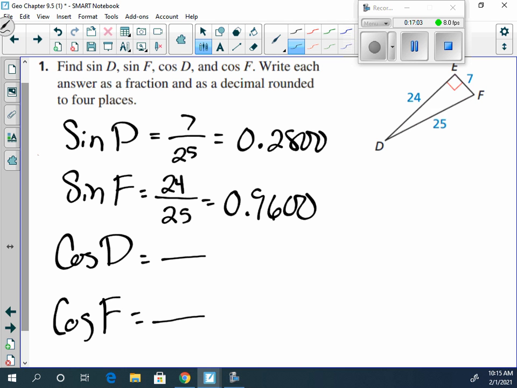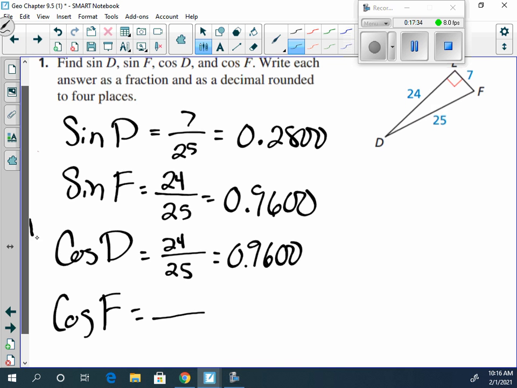Cosine of angle D. Cosine is adjacent over the hypotenuse. Well, the adjacent side would be 24, and the hypotenuse is still 25, well, that gives us 0.96. And I would include those two extra zeros, especially on the online homework, because if it asks for 4 decimal places, it's probably going to expect you to get 4 decimal places.